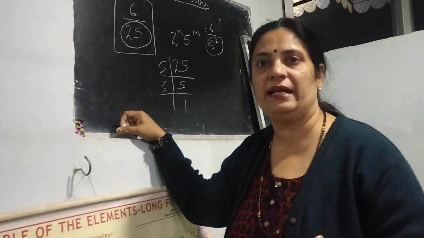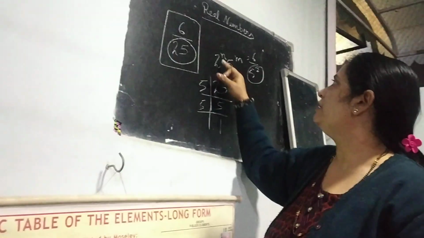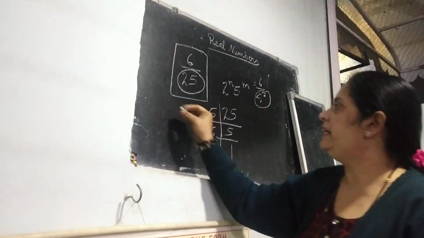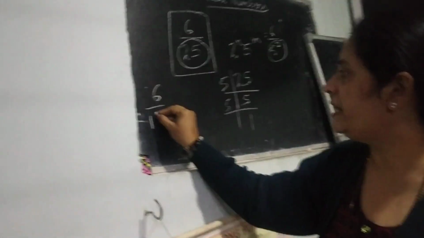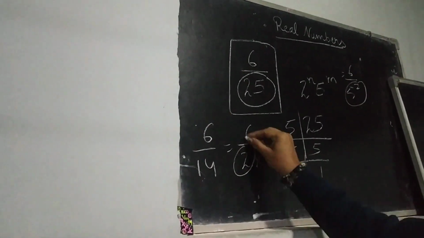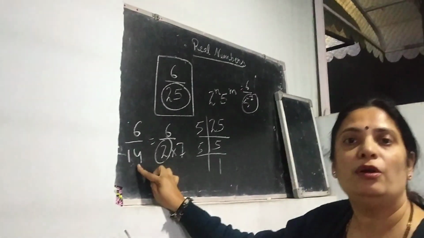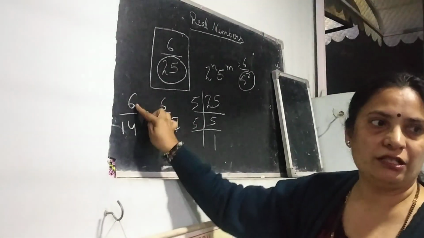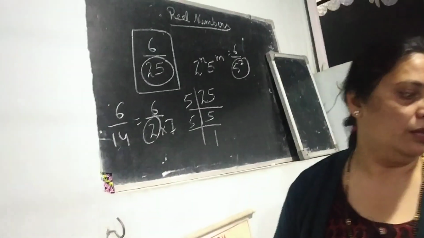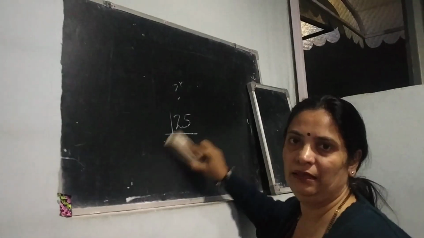Which is terminating. And in case any other number is there instead of 2 raised to the power n or 5 raised to the power m, then it is non-terminating. Suppose it is 6 upon 14. So this is equal to 6 upon 2 into 7. 2 is okay, but 7 is also there. So this is a non-terminating rational number. A rational number is a number which can be expressed in the form p upon q. So this is a small revision for chapter number 1. Let's proceed towards another chapter.